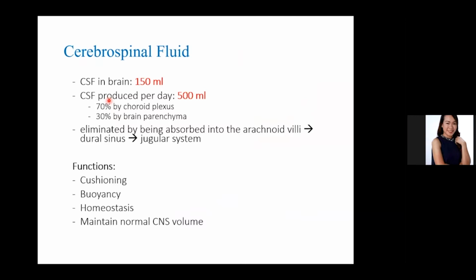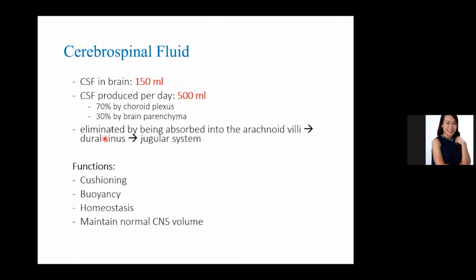Okay, now, what do you need to know about the cerebrospinal fluid? When we talk about the cerebrospinal fluid, class, how many ml of CSF is found in the brain? So we have approximately 150 ml. Now, we asked how much cerebrospinal fluid is produced per day and what produces it. So per day, we have a total of 500 ml of cerebrospinal fluid being produced, and the majority is produced by our choroid plexus. 30% is produced by our brain parenchyma or brain tissue. So we have to remember these things.